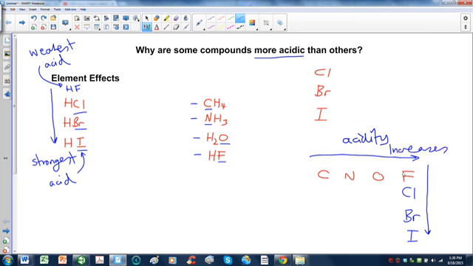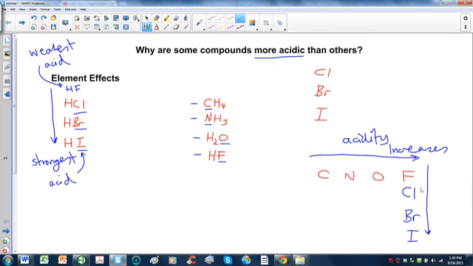In other words, HF is the strongest acid out of these 4, because fluorine's the most electronegative element out of these 4. Carbon's the least electronegative, so CH4 is the weakest acid. Ammonia is next, so it's the next weakest acid, then water, and then HF. So just to summarize, when you're looking at elements going left to right across the same period in the periodic table, acidity increases left to right. The higher the electronegativity, the stronger the acid.